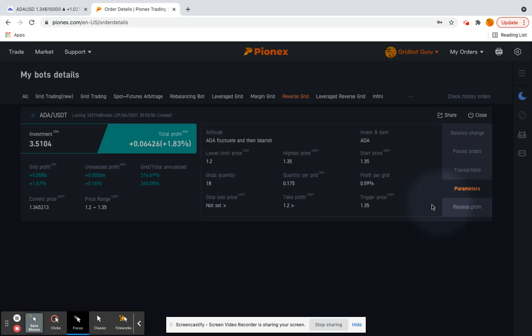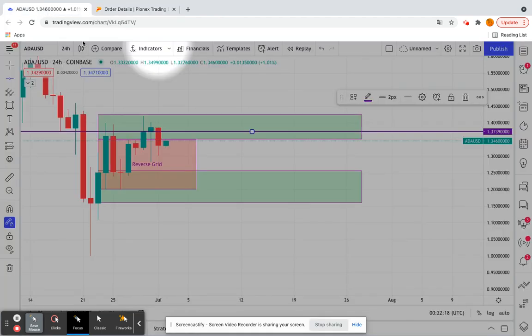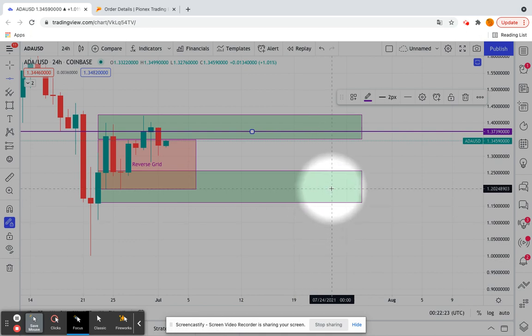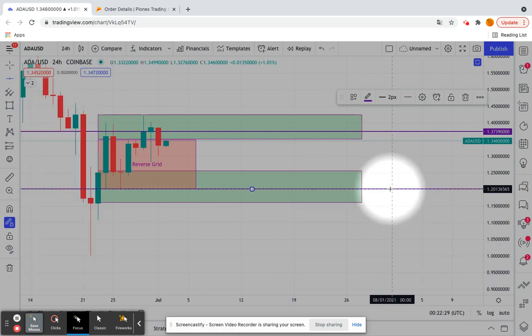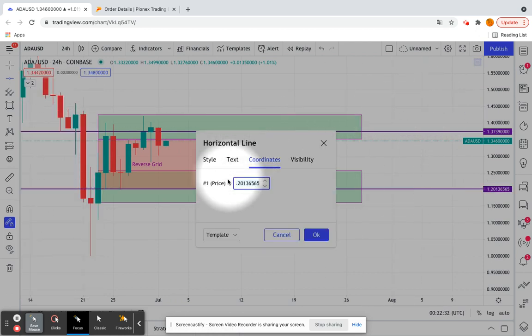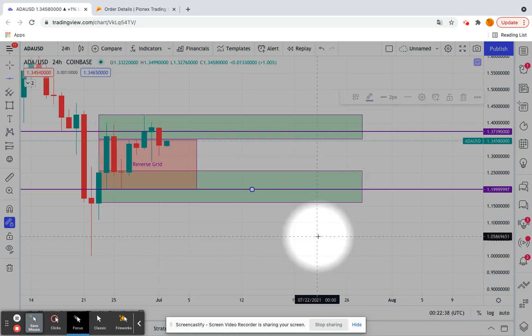I can come to parameter. Got trigger price at 1.35. My take profit now is at 1.2. So you're going to look at my grid. My grid is going to be right here. That's the bottom of my grid right here. So if I put a line right there, if I put a take profit right there, it's going to close my bot. And when it closes the bot, all of my USDT will be invested into ADA. All of my USDT will be invested into ADA.